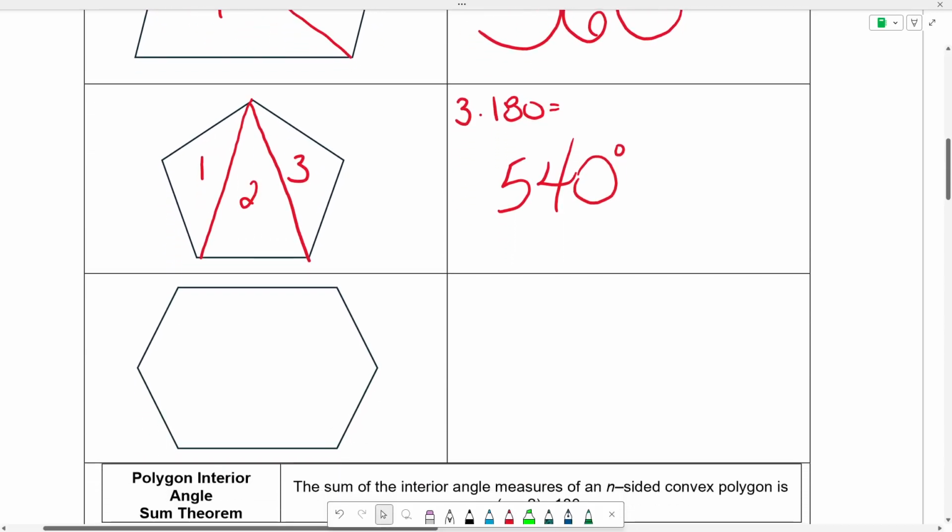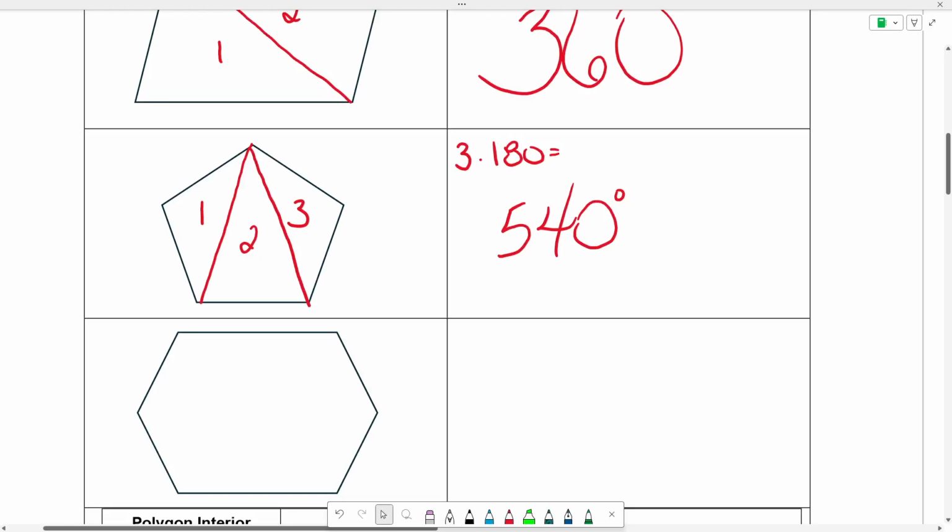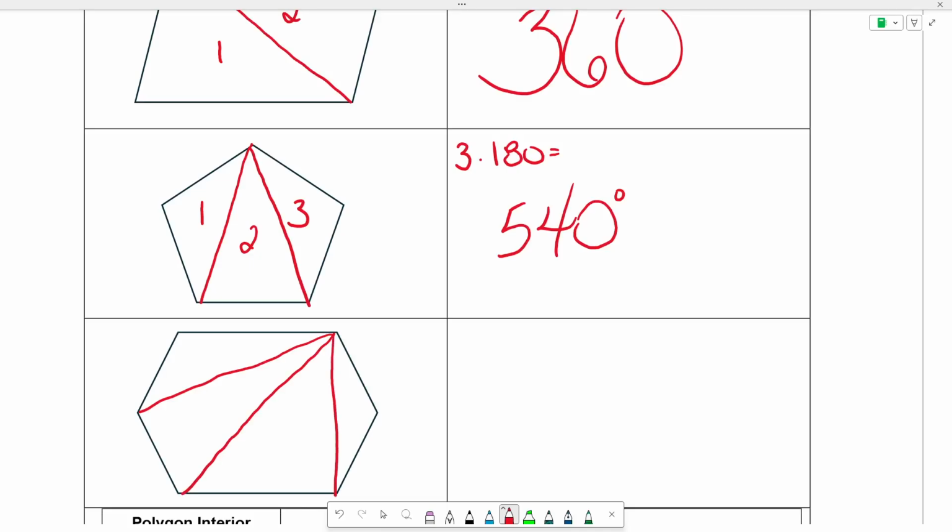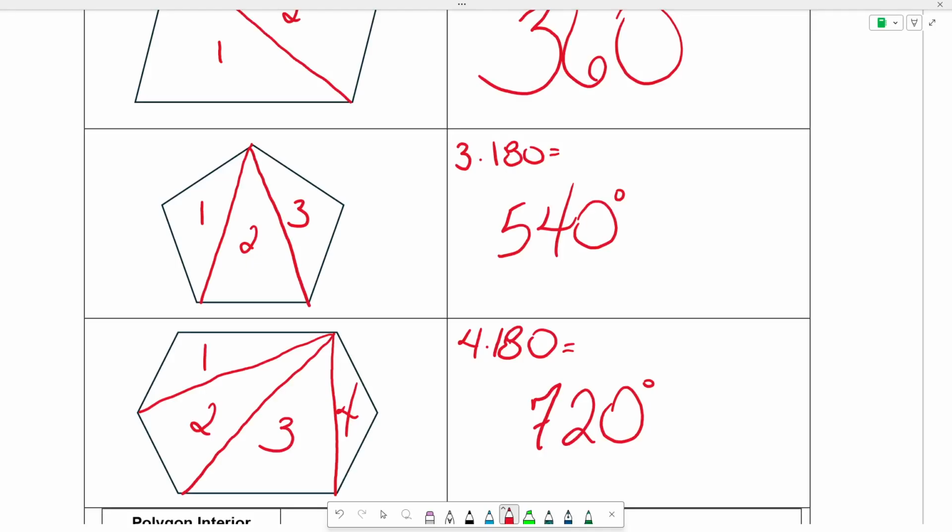Looking at one more shape here, my hexagon, I pick a vertex here, and I'm going to go across here. That's a diagonal here, a diagonal here, and a diagonal here. I now have 1, 2, 3, 4 triangles, so I'm going to do 4 times 180, which would give me 720 degrees.